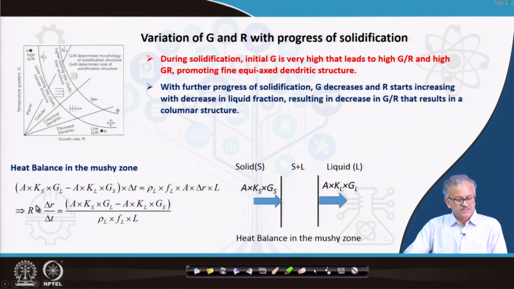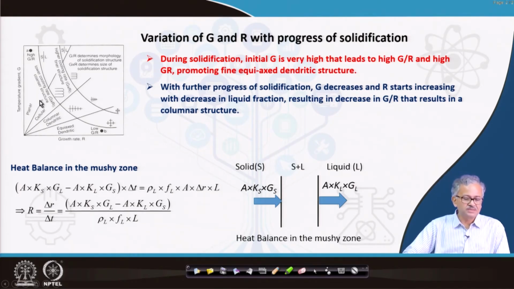Now here you can see something interesting: R is inversely proportional to the fraction of liquid in the mushy zone. As FL tends to 0, R becomes increasingly high, infinitely high. So with the progress of solidification, as the liquid in the mushy zone decreases, your rate of solidification increases significantly. As solidification progresses, the liquid fraction decreases, as a result your solidification rate increases. So with the progress, G decreases and R increases, as a result your G by R is decreasing. With the progress of solidification, G by R is decreasing.